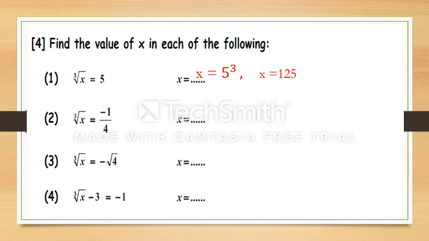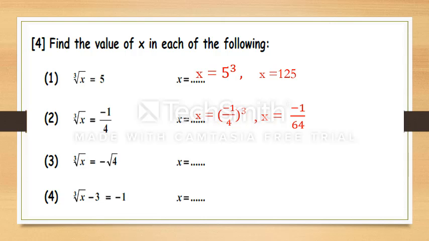Number 2, the cube root of x equals minus 1 over 4. So the cube root passes through the equal sign as a power of 3. So the power 3 for all of minus 1 over 4. Minus 1 to the power 3 equals minus 1, and 4 to the power 3 equals 64. So x equals minus 1 over 64.